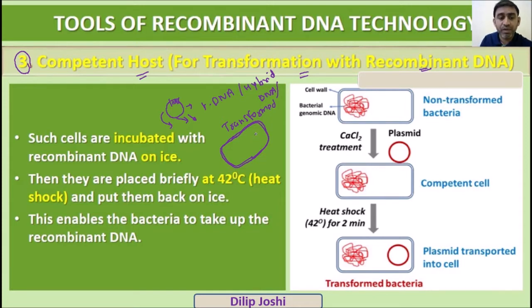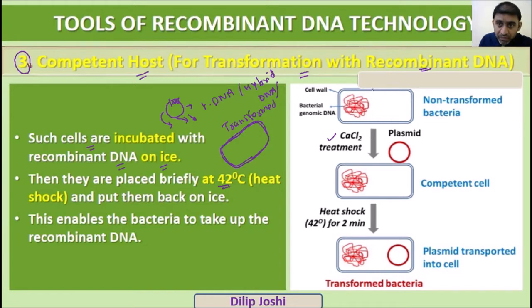So there are the different methods. I will tell these methods one by one. Here is the use of calcium chloride, where such cells are incubated with the recombinant DNA on ice. The heat shock method means initially these cells are kept in the cold, then they are taken out for the hot treatment, when the temperature is raised up to 40 degrees.